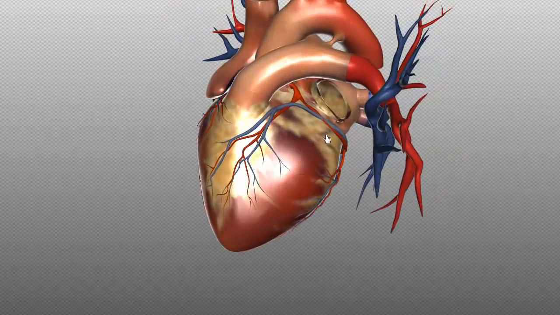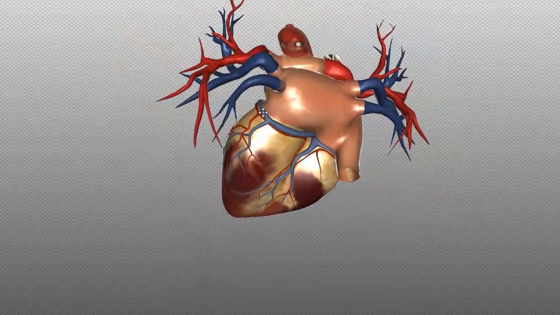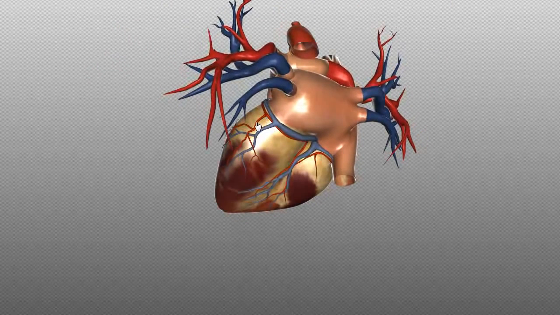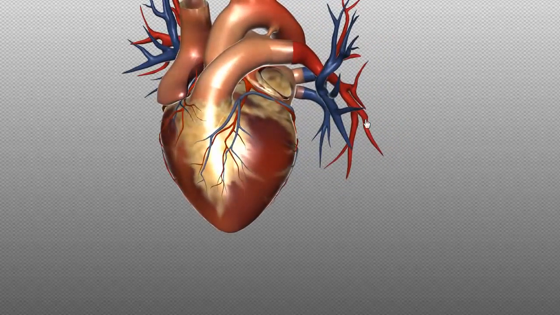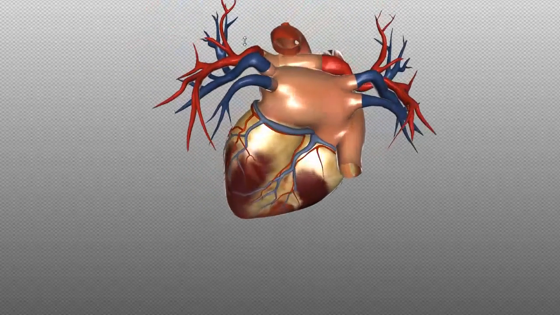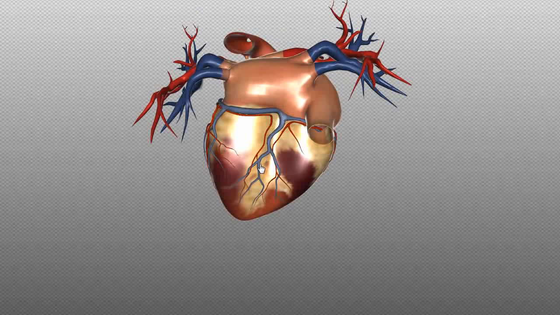And then you've got this branch, the circumflex branch, which winds round all the way to the posterior surface of the heart. And the circumflex artery gives rise to this artery, the left marginal branch, which sits on the left margin of the heart, hence the name. And in some people, the circumflex artery actually gives rise to the posterior interventricular artery, in which case the person is known as left dominant.